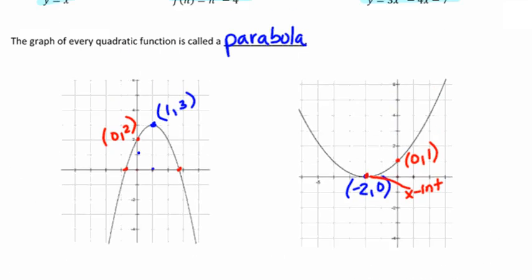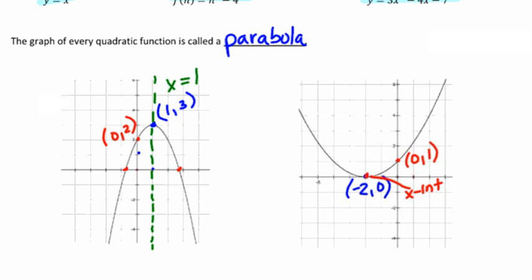So identifying that here, our first graph, if I were to draw a line right through this point, my graph would be reflected or mirrored on both sides. It's symmetrical. So we know our vertex is (1, 3). So our equation of our axis of symmetry is just x equals 1.